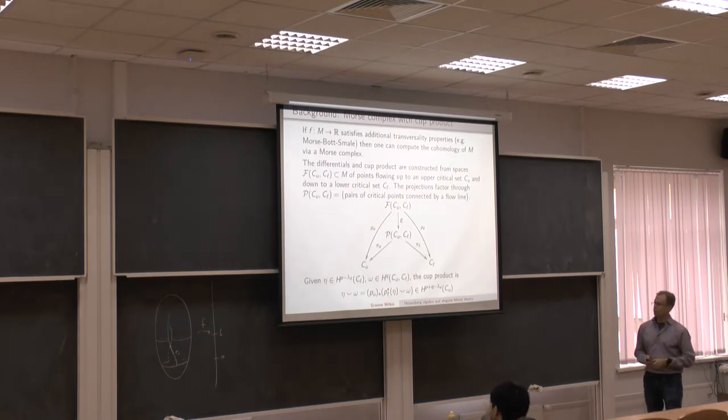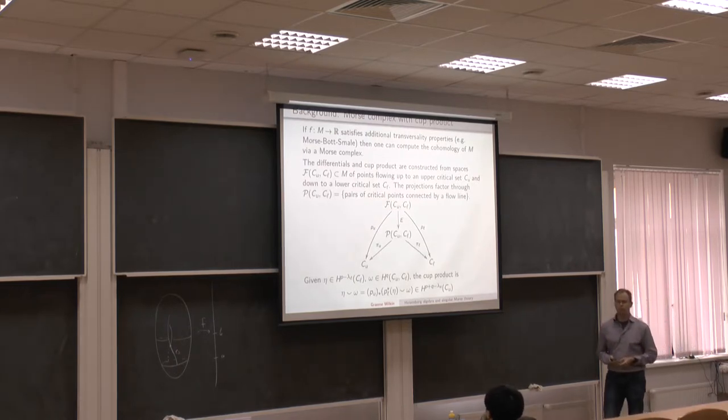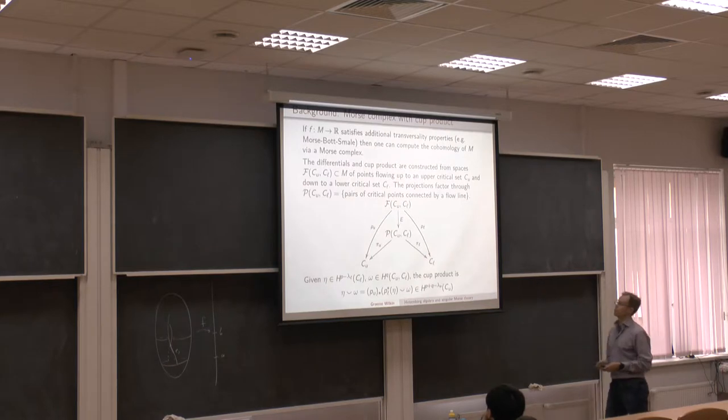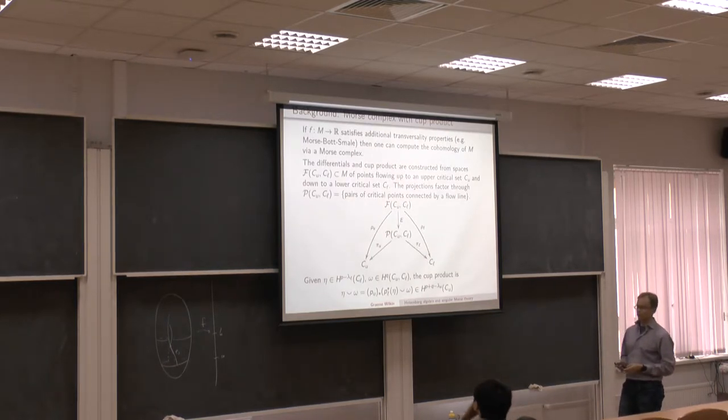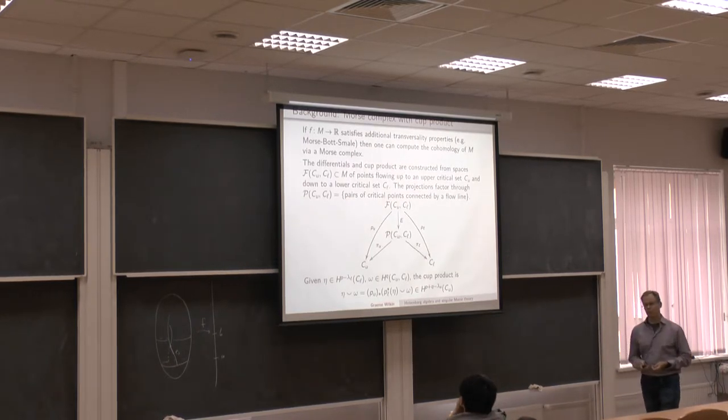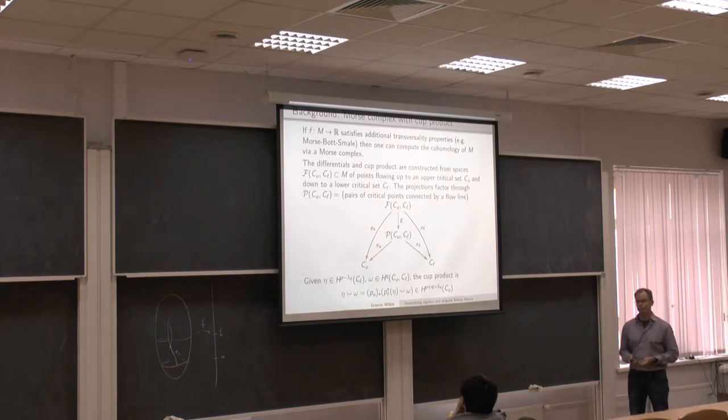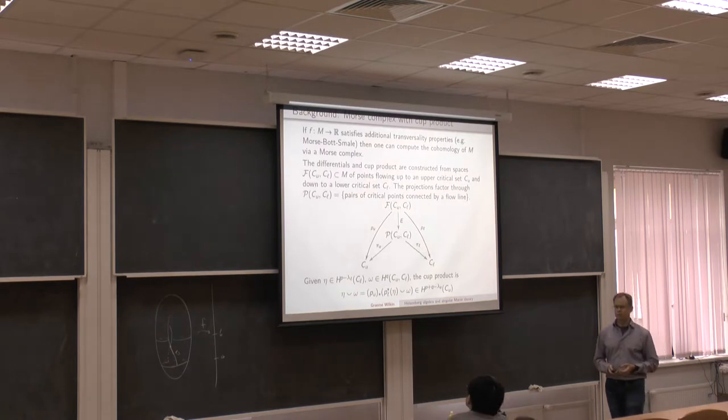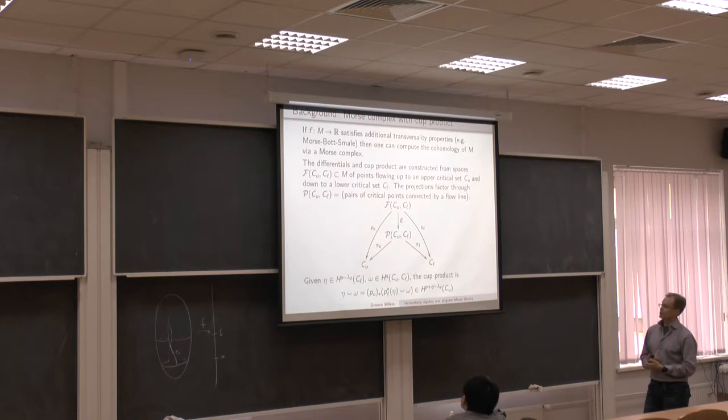One more thing that will be related to the rest of the talk is this idea of the Morse complex on a manifold. If you have additional properties, for example the stable and unstable sets of the critical points intersect transversely, then you can write down a Morse complex to compute the cohomology. You can try and understand the cohomology in terms of taking the cohomology of that complex, which is computable in terms of the spaces of flow lines.